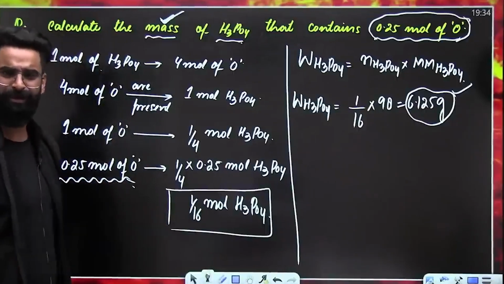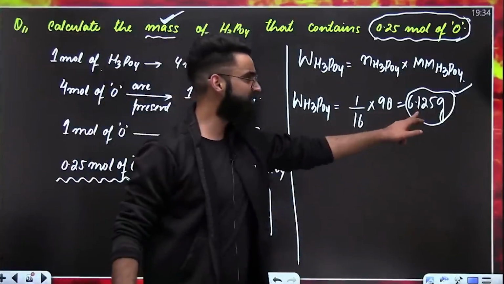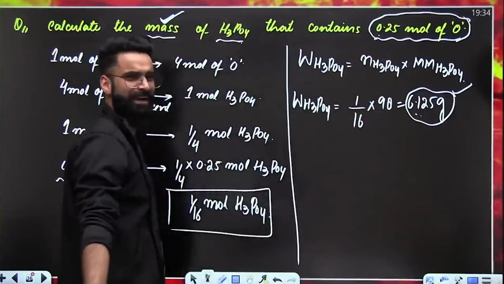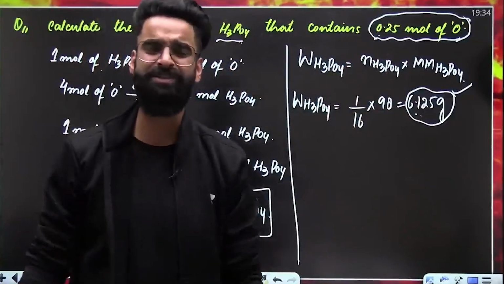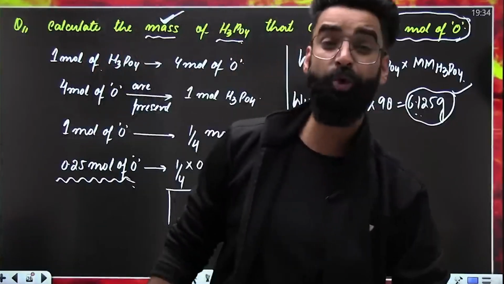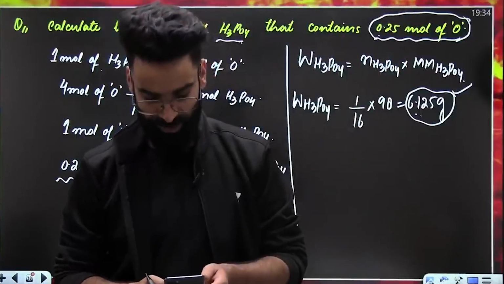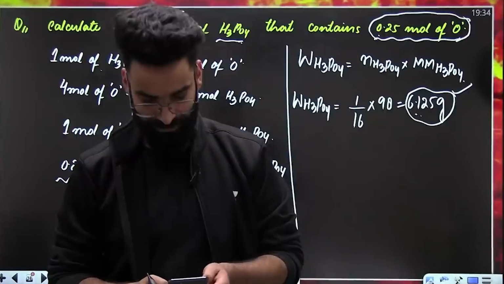That's something I was supposed to calculate, right? This is the mass of H3PO4 that contains 0.25 moles of O. What mass of H3PO4 contains 0.25 moles of O? I hope these sort of questions you will be easily solving from now. Yeah?